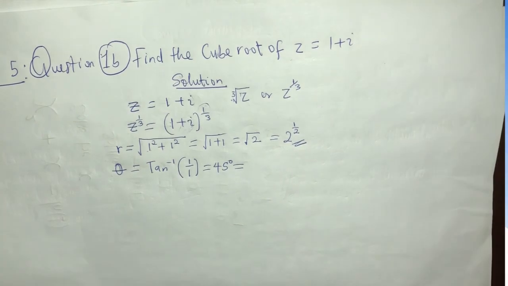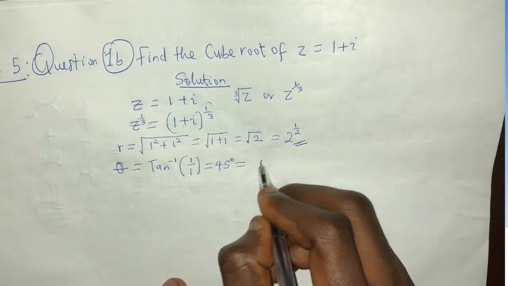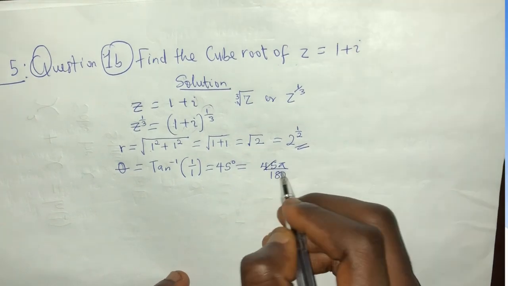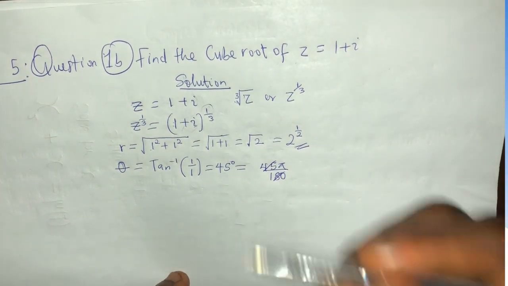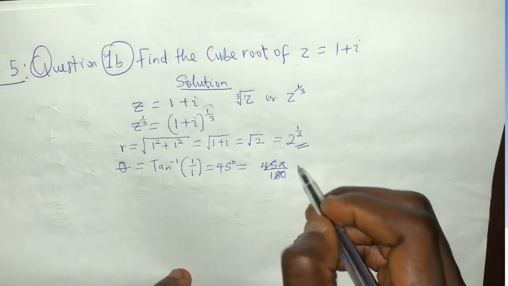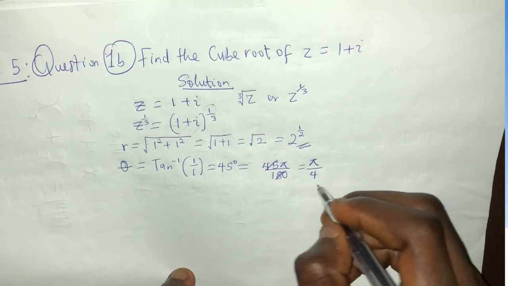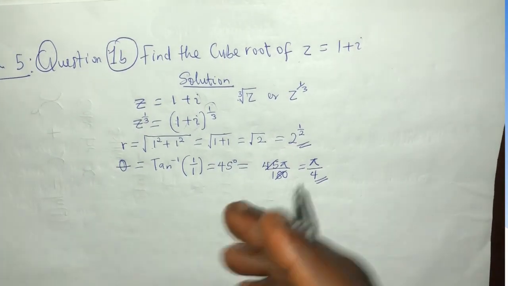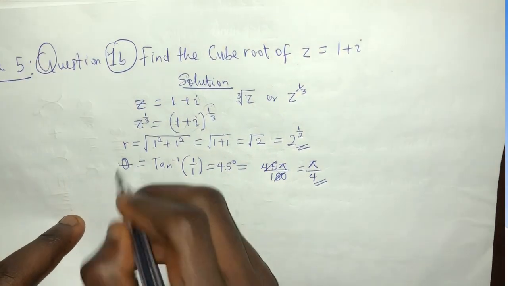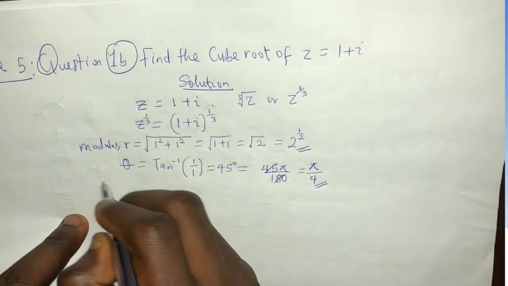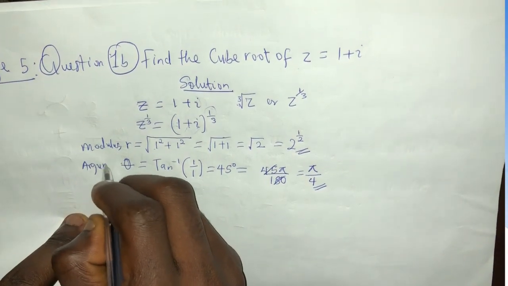And 45 degrees, you have to express as a radian. So to express it as a radian, it's going to be 45 pi divided by 180. Dividing both the numerator and the denominator by 45, we have pi over 4. So that is our argument. Mind you, this is the argument, this is the modulus. Let me write it here: modulus, and this is argument.